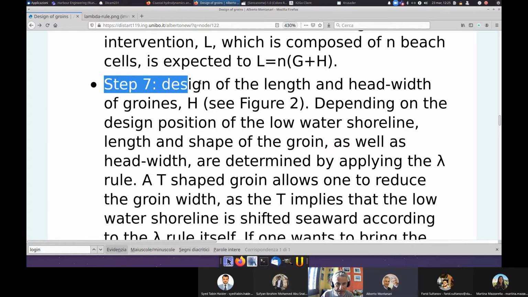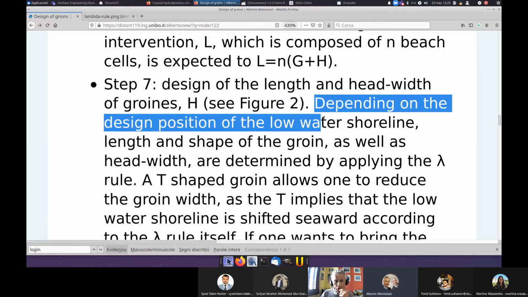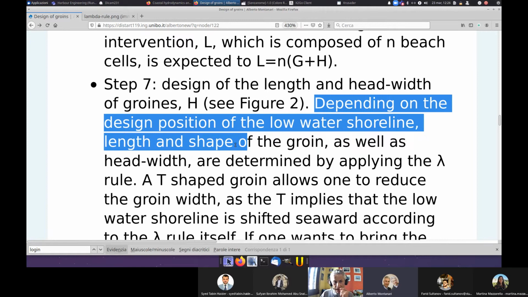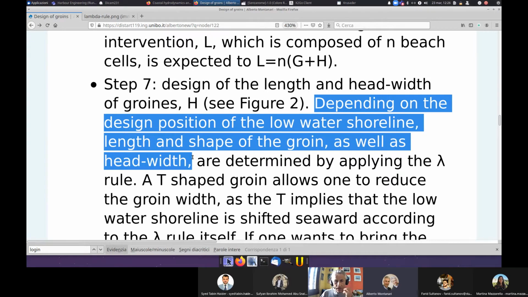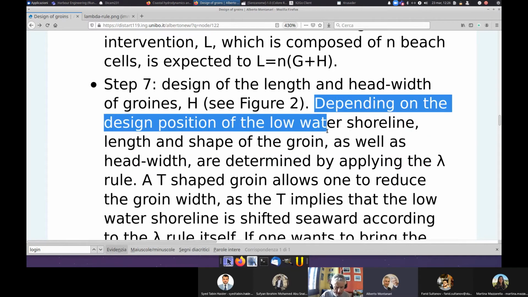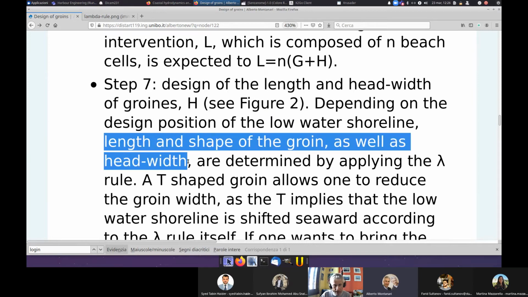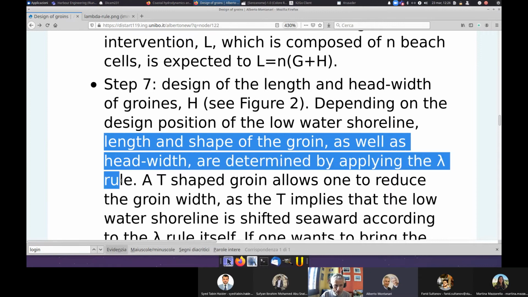So step 7, design of the length and head width of groins H. Depending on the design position of the low water shoreline, and depending on the length and shape of the groin, as well as head width, are determined by applying the lambda rule.